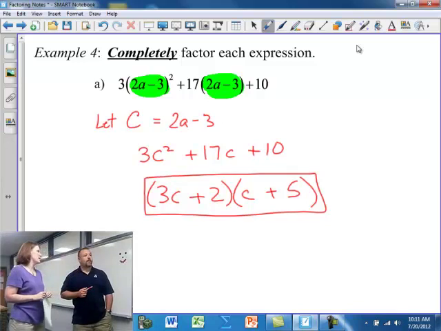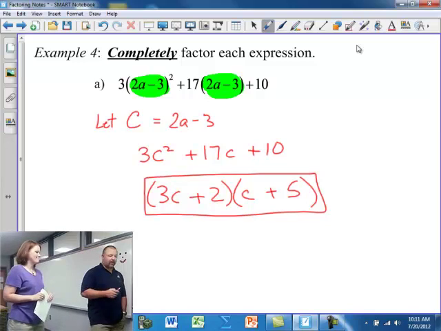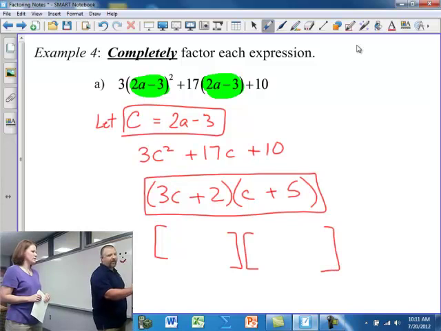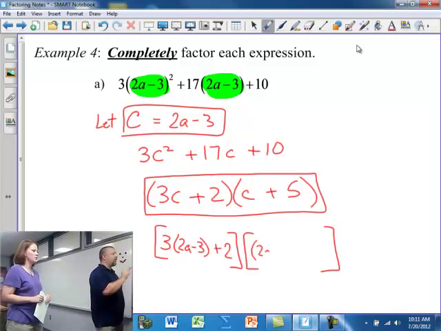But Mr. Dickey, is that our final answer? Because that has a C in it, but the original question had this 2a minus 3 thing in it. You're right, we're not done yet. So we have to put everything back into our problem the way it was before. We had let c equal 2a minus 3. So everywhere there was a c, we're going to replace it with 2a minus 3. So we're going to have 3 times 2a minus 3 plus 2, and then 2a minus 3 plus 5.